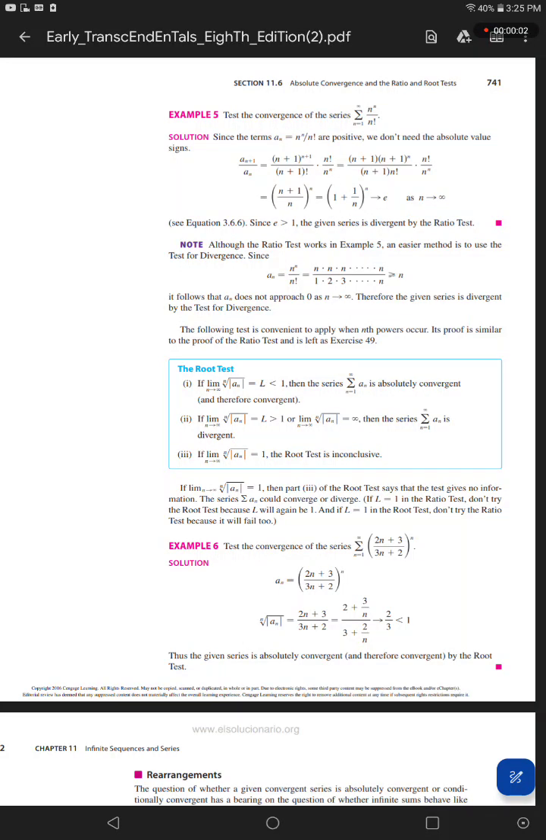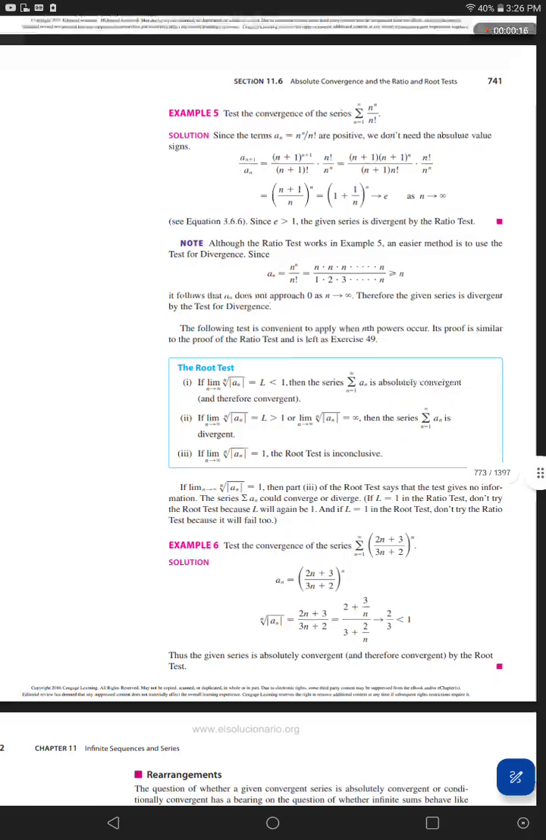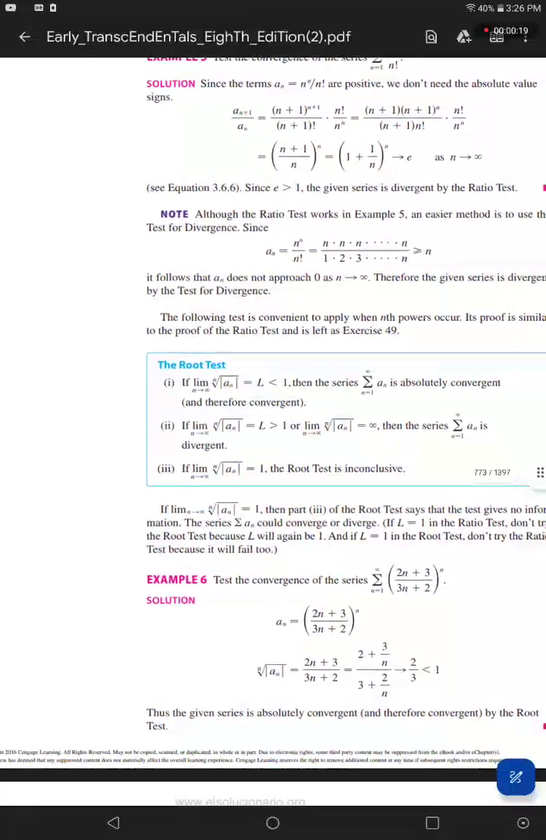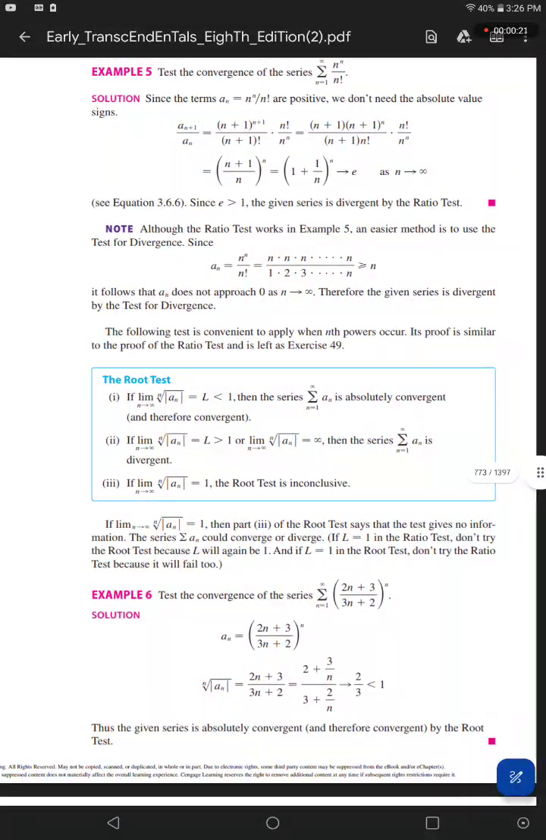Example 5. Test the convergence of the series, the sum from n equals 1 to infinity of n to the power n over n factorial. Solution. Since the terms a sub n equals n to the power n over n factorial are positive, we don't need the absolute value signs.